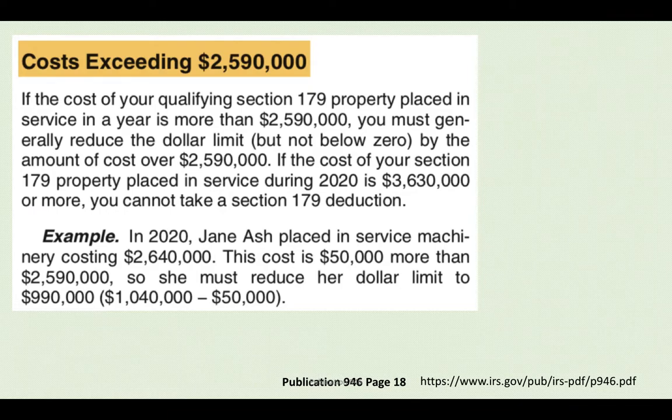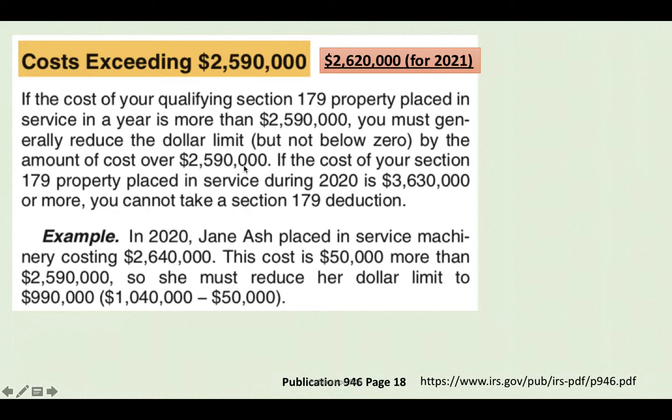Okay, so let's talk about cost exceeding. In 2020 your number is 2.62 million. However, this is 2021, and the 2020 number is 2.59 million. So in this example, that is the 2020 number.